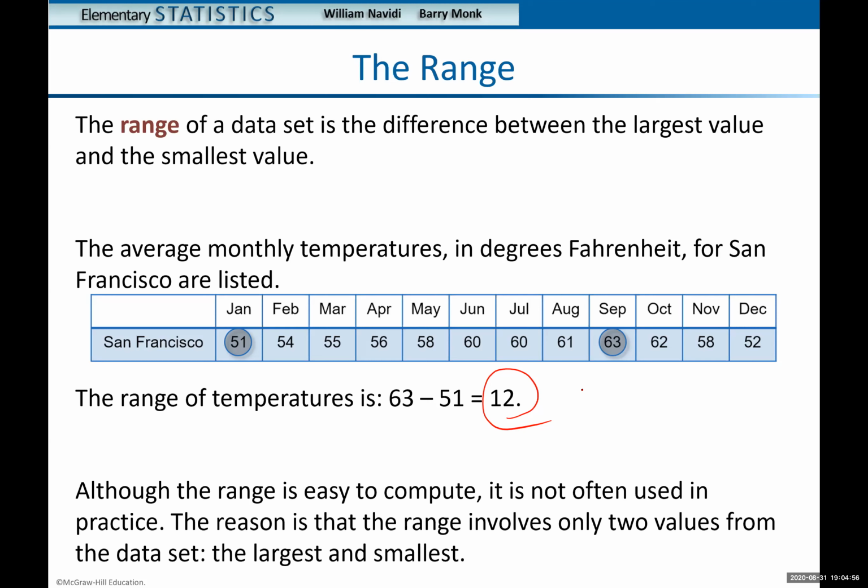Although the range is so easy to compute, that's the easiest, like what I said, it is not often used in practice. The reason is the range involves only two values from the data set, that is the largest and the smallest. You might see this on your Connect Math, but definitely I'm not gonna include this on your test.